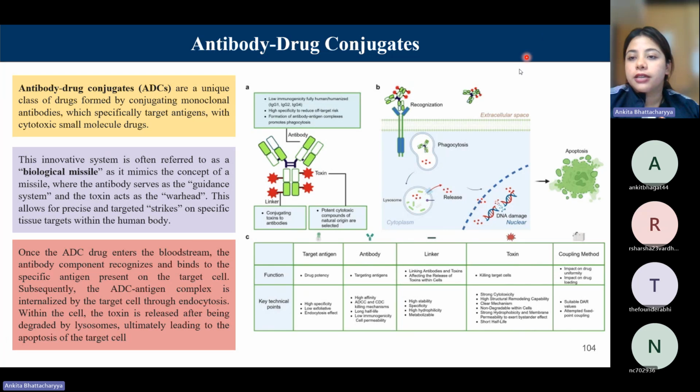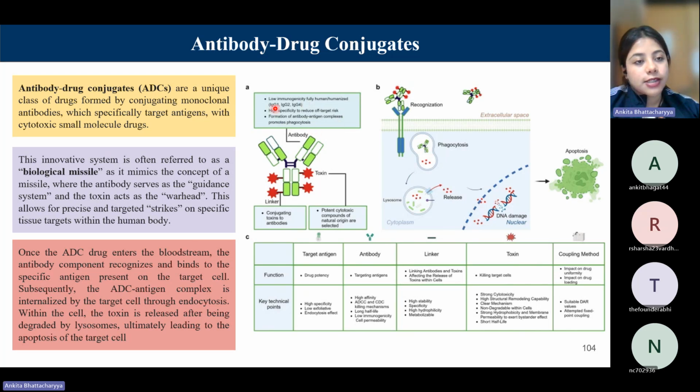So we'll just look at it using the schematic to understand it a little bit better, but I think conceptually you must have understood it by now. So this is your antibody drug conjugate. What are some key points that have been explained here? What is the antibody being mentioned as? It should have low immunogenicity, fully human or humanized antibody. It should have very high specificity to your target of interest to reduce any off-target risks. Thirdly, formation of this antibody antigen complex should promote phagocytosis.